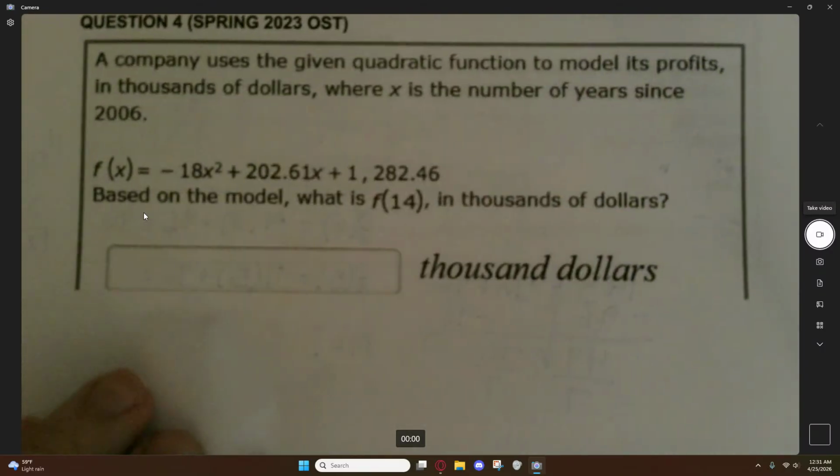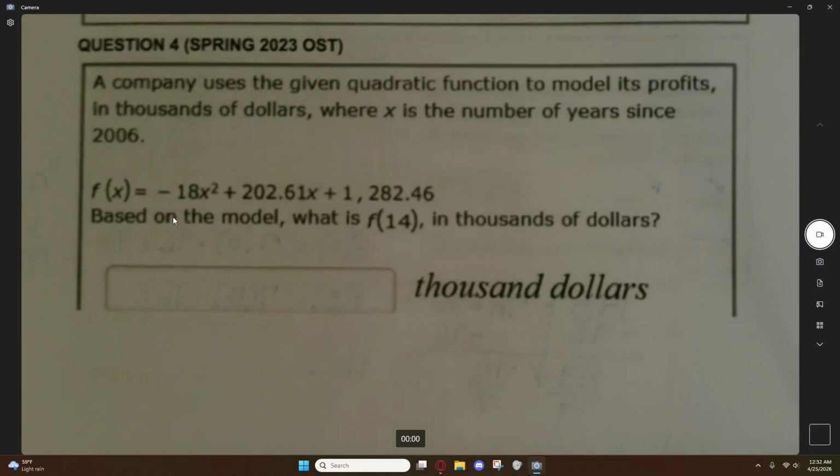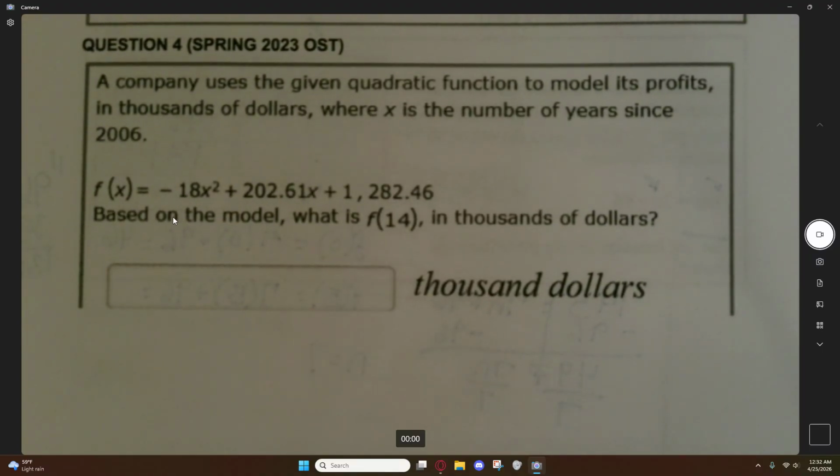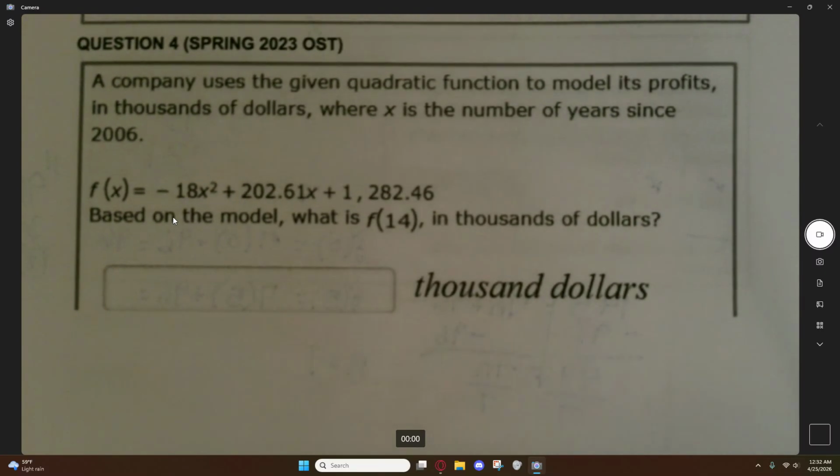Question 4. A company uses the given quadratic function to model its profits in thousands of dollars, where x is the number of years since 2006. F of x equals -18x squared plus 202.61x plus 1,282.46. Based on the model, what is f of 14?